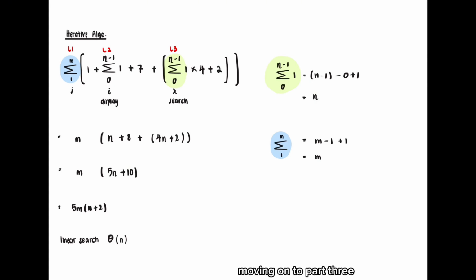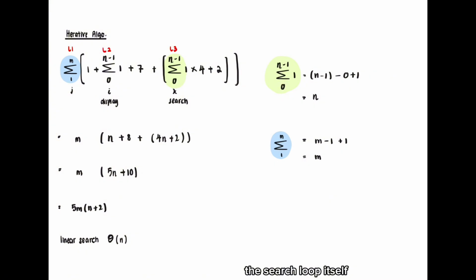Moving on to part 3, the final mathematical derivation. Finally, we bring everything together into one complete formula to find the overall complexity of the system. We start with an outer summation, the sum from j equals 1 to m, where m represents the number of times the user chooses to run the search. Inside the bracket, we add up all the operations. The display loop, the sum from i equals 0 to n-1 of 1, constant operations like overhead and UI messages, plus 7 and plus 1.